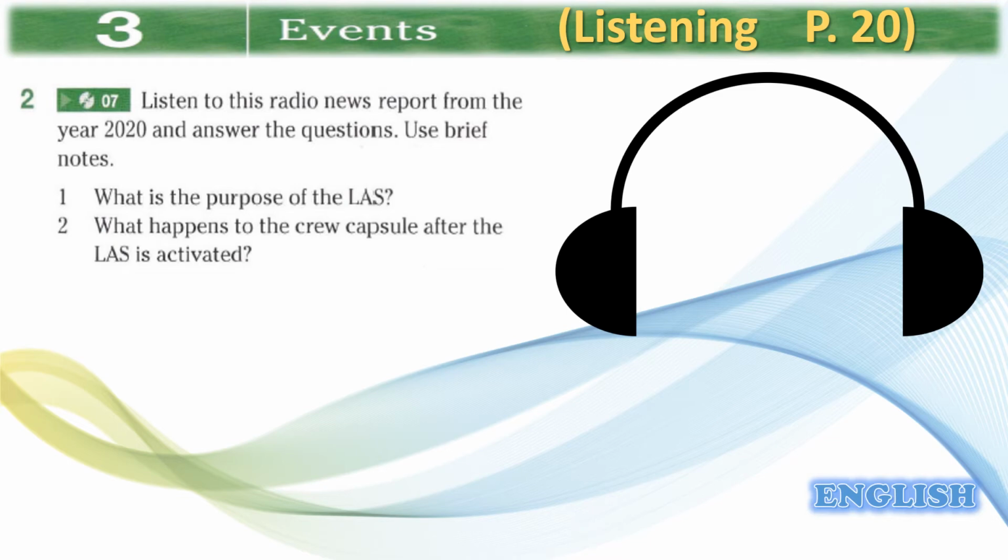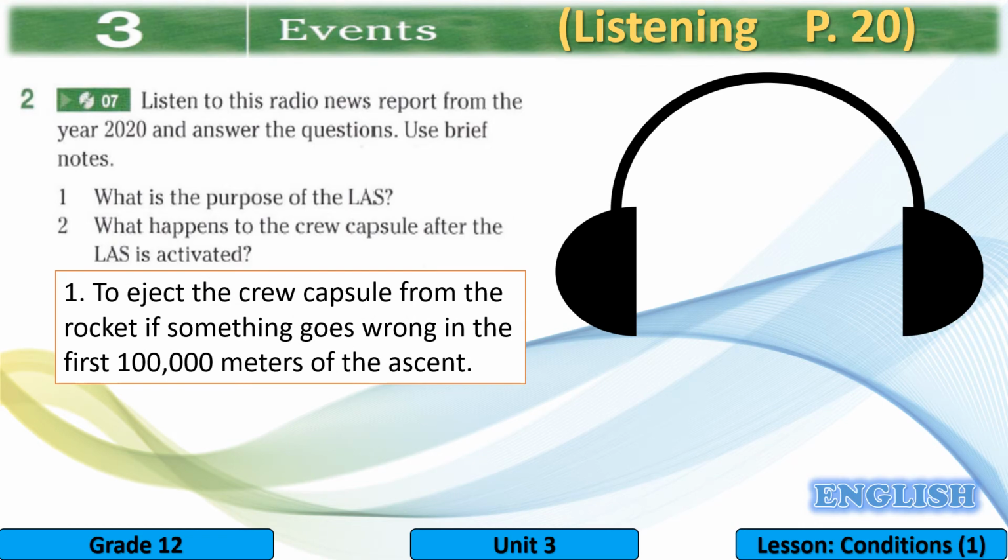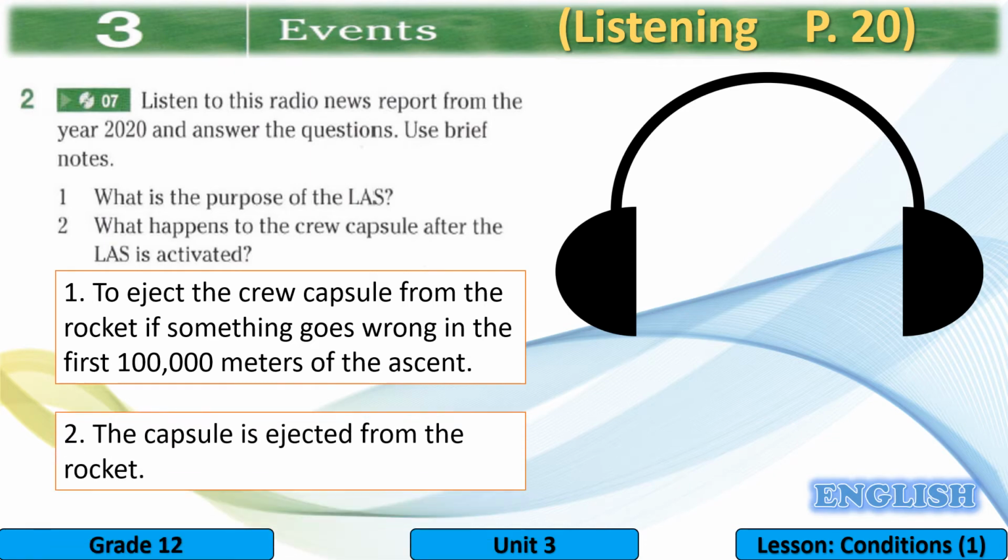Dear students, you can now check your answers. The first question was, what is the purpose of the LAS? The answer is to eject the crew capsule from the rocket if something goes wrong in the first 100,000 meters of the ascent. The second question was, what happens to the crew capsule after the LAS is activated? And the answer is, the capsule is ejected from the rocket.